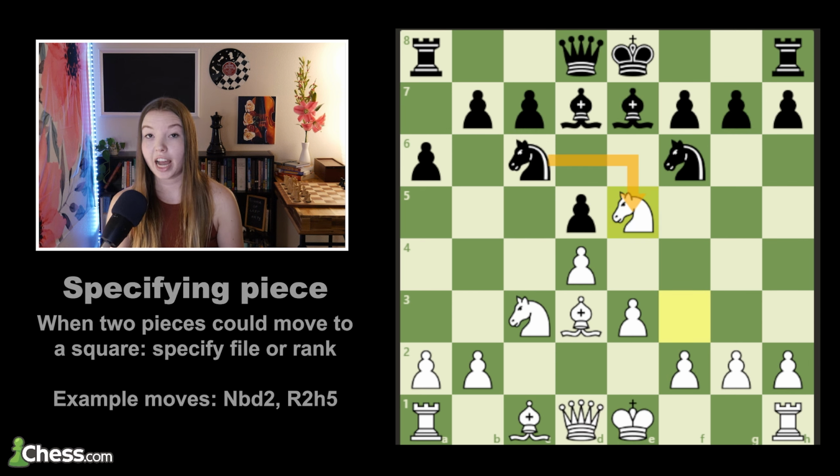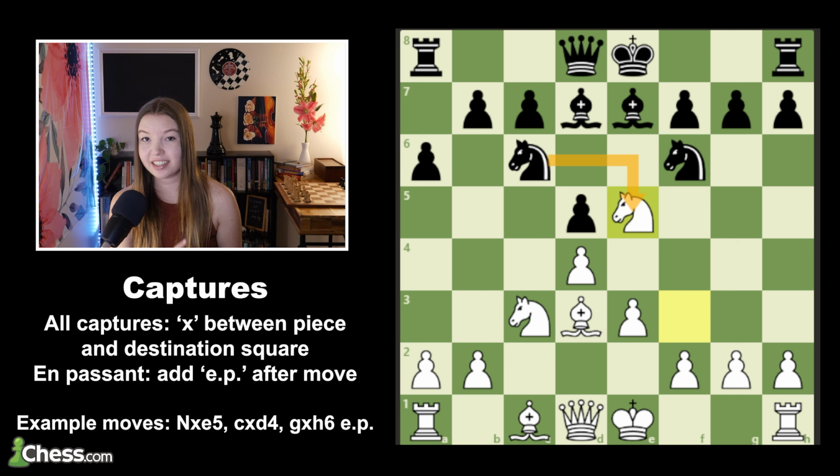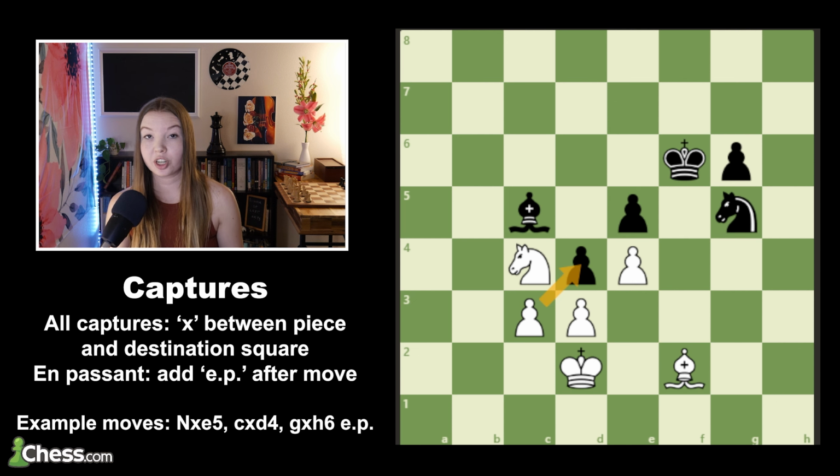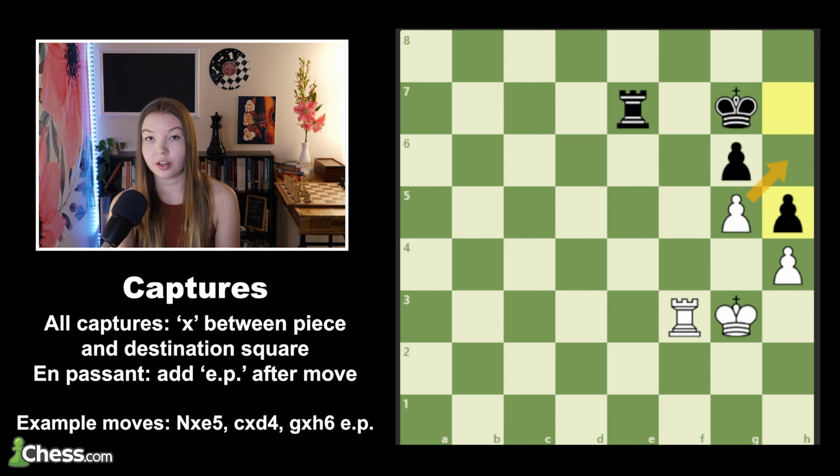To notate that you captured a piece, you use the letter X in between the piece name and the square that it lands on. So for example, knight takes E5. If you're capturing with a pawn, you'll use the letter from the file that it left, and then of course the square that it landed on. So for example, C takes D4. If you're capturing a pawn with en passant, you'll notate that the same exact way, but then you'll add EP as an abbreviation afterwards, so it's clear that it's en passant.